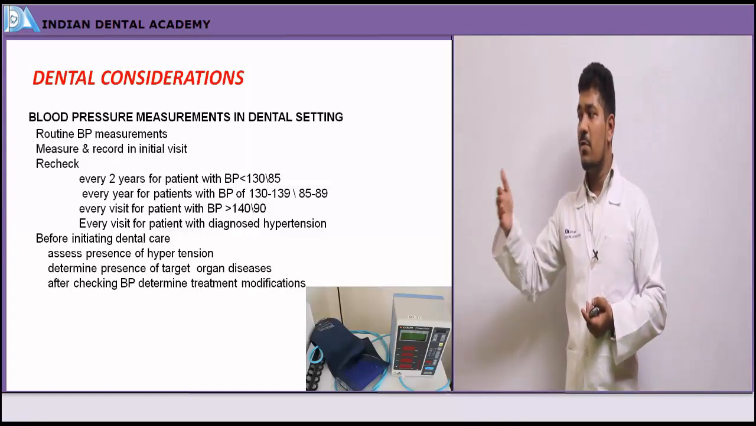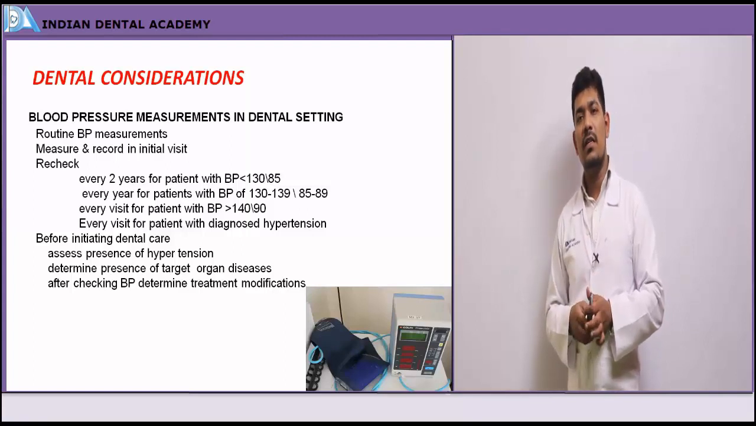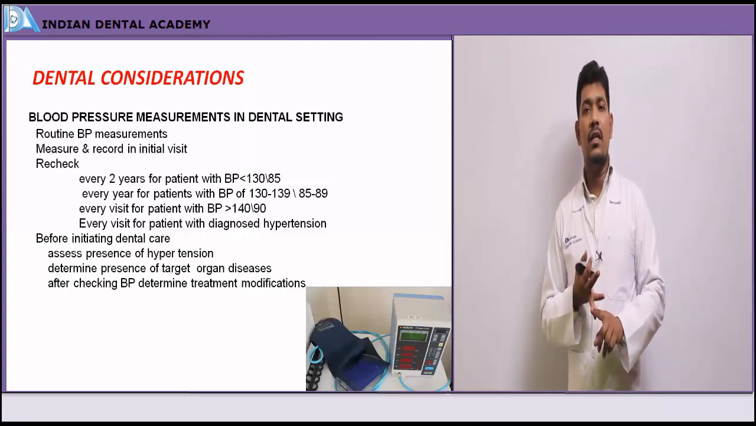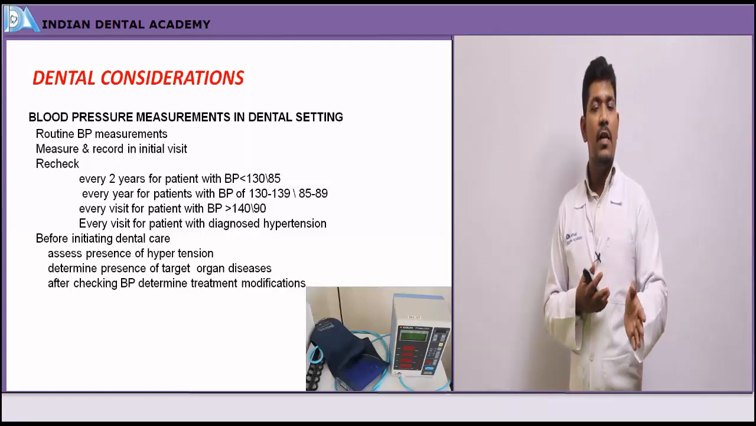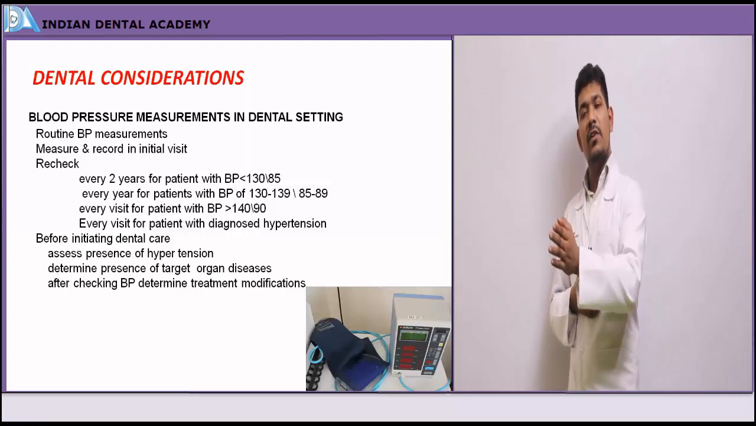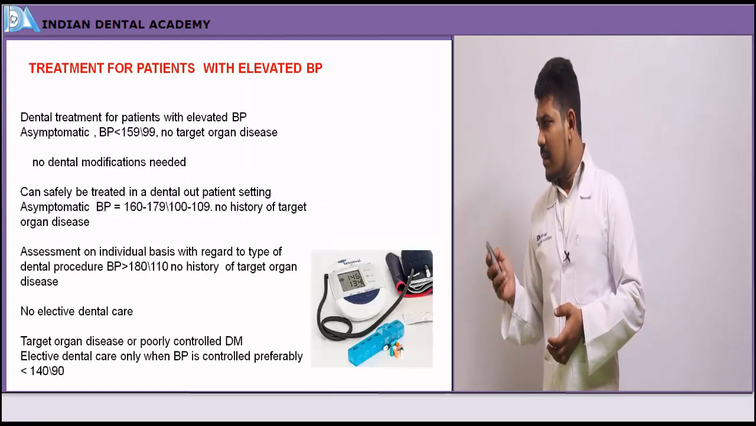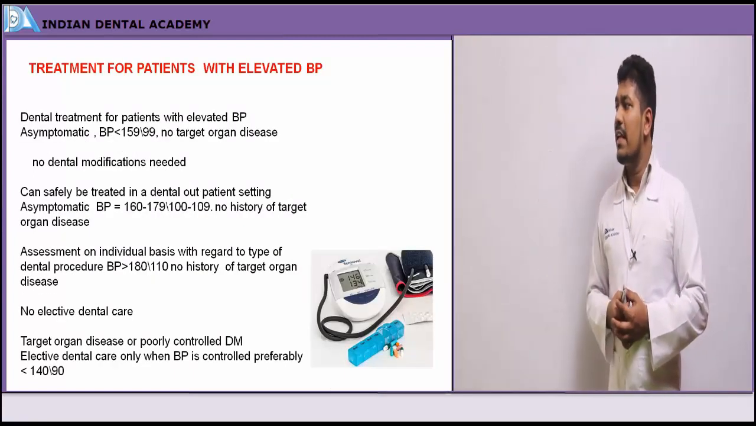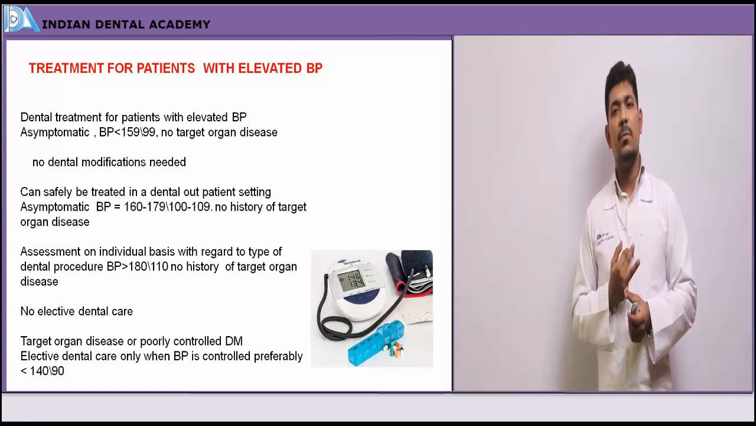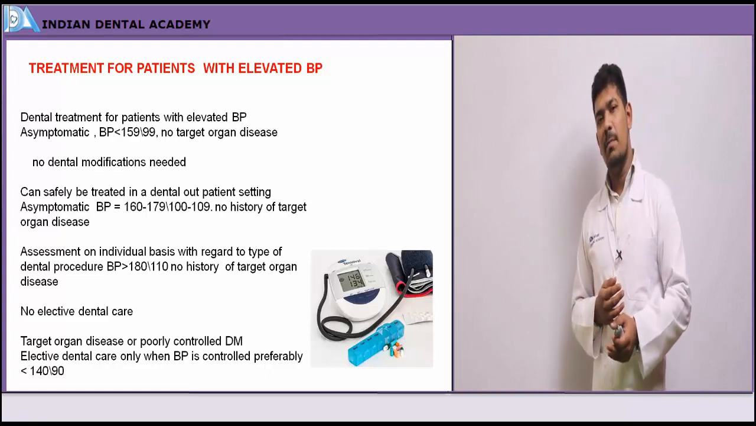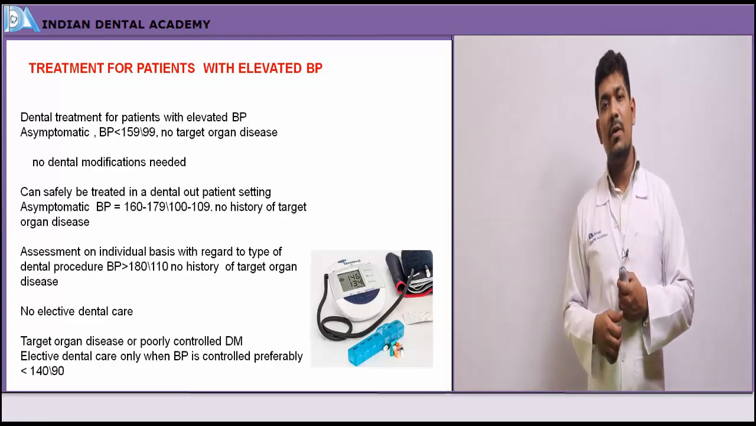And for patients with stage 2 hypertension or even more than stage 2 hypertension, at every visit the patient has to go for a mandatory blood pressure check, wherein your elective dental treatment or your surgical dental treatment varies. So now, the treatment for patients with elevated blood pressure. Now, if the patient is asymptomatic, the patient shows no signs of any blood pressure problem, or the patient doesn't know he is a hypertensive patient.